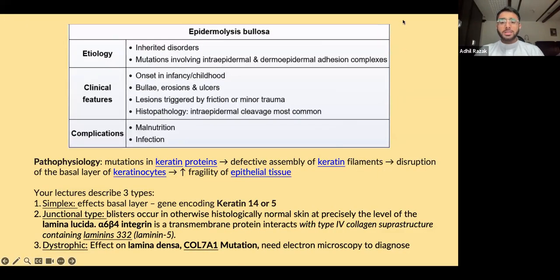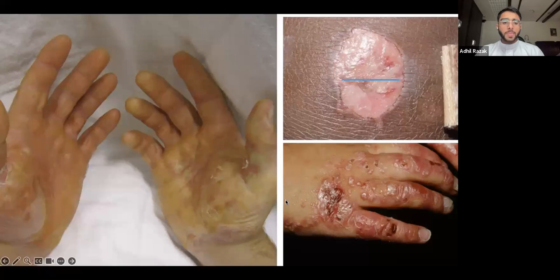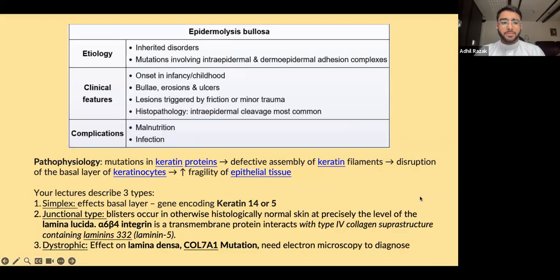So the pathophysiology has to do with the keratin proteins. That's what the question was asking. Impaired keratin filament assembly. So there are mutations in the keratin proteins, and there is a defective assembly of the keratin filaments, and keratin keeps things together. When there's a defect in the assembly of these keratin filaments, the basal layer of the keratinocytes is also disrupted. So overall, the epithelial tissue becomes very fragile. It cleaves off, and when you rub it, it can easily fall apart.